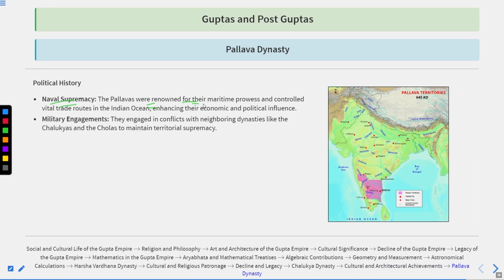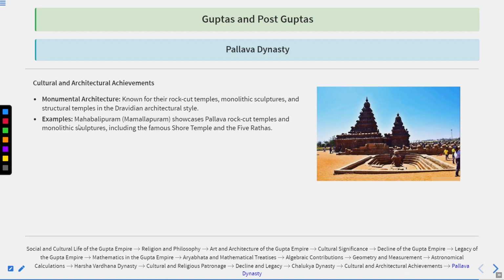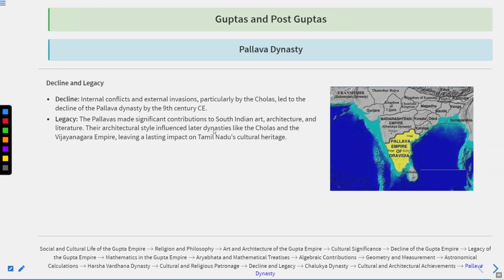It means the Pallavas were renowned for their maritime prowess and controlled the wider trade routes in the Indian Ocean. Here was their empire. They engaged in conflicts with neighboring dynasties like the Chalukyas and Cholas so that they could maintain their control in these areas. If we talk about monumental architecture, they were well known for their rock-cut temples, monolithic sculptures, and structural temples in the Dravidian architectural style. Examples are Mahabalipuram, or Mamallapuram, which showcases Pallava rock-cut temples and monolithic sculptures, including the famous Shore temple and the Five Rathas of Mahabalipuram.